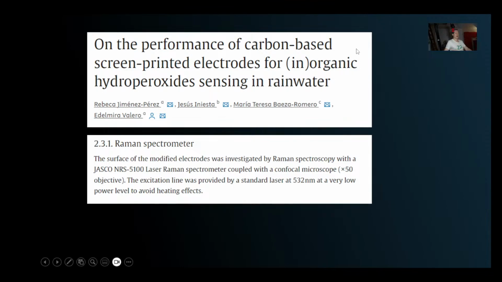It was actually the power. It's just that simple. And they say it in this paper. The excitation was provided by a standard laser. In their case, it was 532 nanometers. And a very low power to avoid heating effects. This is the key bit.